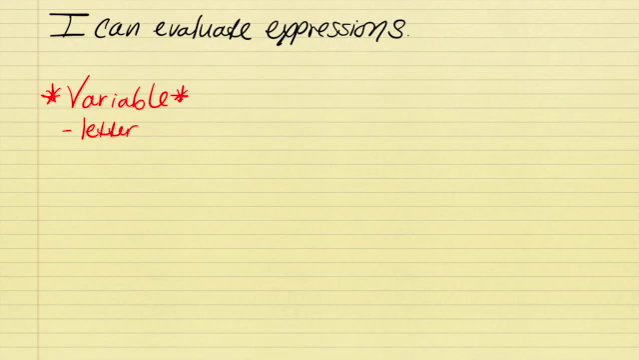All right, so we're going to start talking about letters, throwing some letters into math. And to do that, we need to talk about a vocabulary word. And that very important vocabulary word is variable. In math class, a variable is a letter that stands for a number.